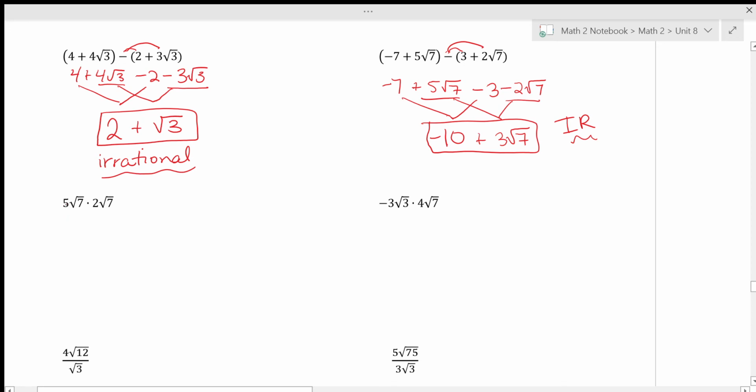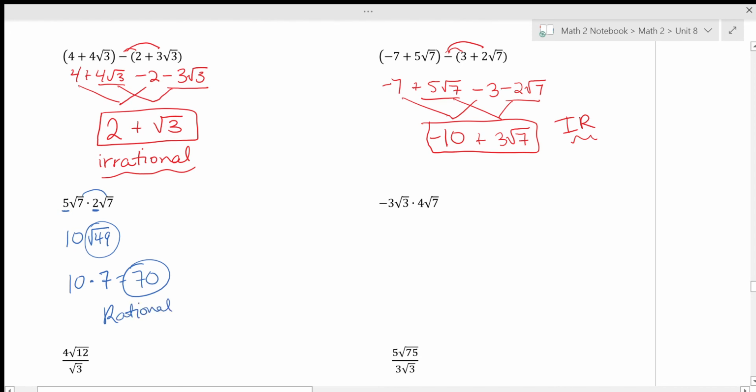Okay, and then the next one we have 5 root 7 times 2 root 7. So we've done some problems like this before. When we have a radical times a radical, we're going to multiply what's in front and then multiply what's underneath together. So we're going to have 5 times 2, which is 10, and then root 7 times root 7 gives us root 49. But then that root 49 we know is a perfect radical here, simplifies to 7. So 10 times root 49 becomes 10 times 7, which is 70. So on that one, we got rid of our radicals, right? We ended up with a whole number, an integer. So this answer is rational.